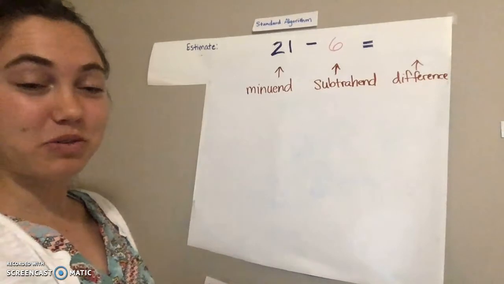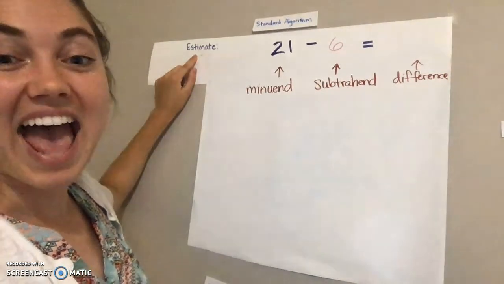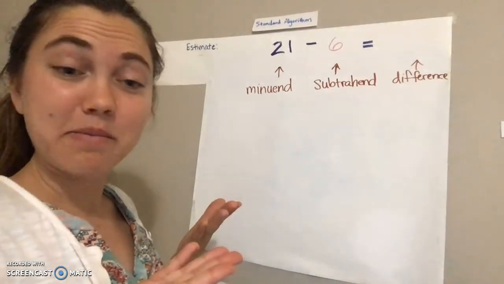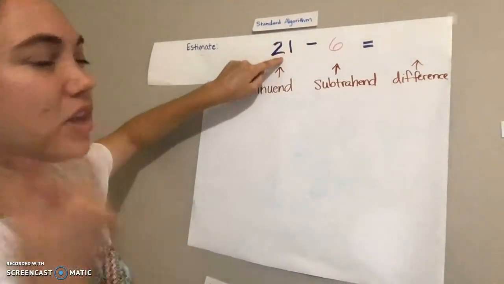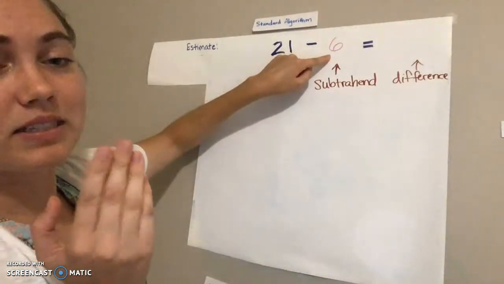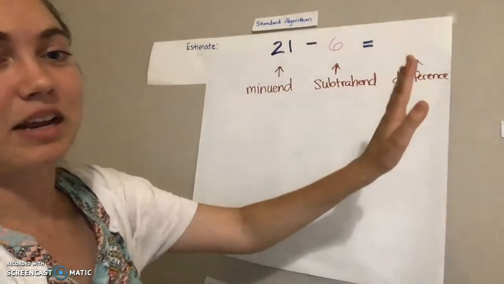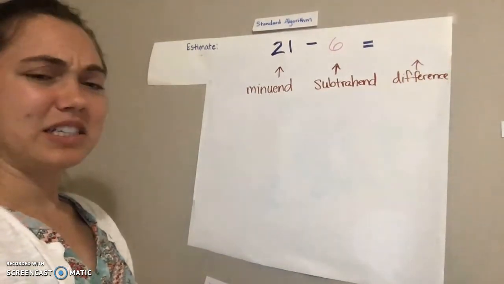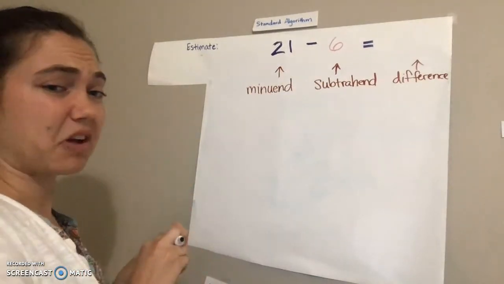How much is left in between those numbers? Look over here in the corner. I see the word estimate. Let's estimate what a reasonable answer might be. 21 minus 6. Well, I'm going to round in my head. 21 is pretty close to 20. 6 is pretty close to 5. So what's 20 minus 5? Oh, I could look at a number chart and see that 20 minus 5 is 15. So I'm guessing around 15. My answer should be around 15.